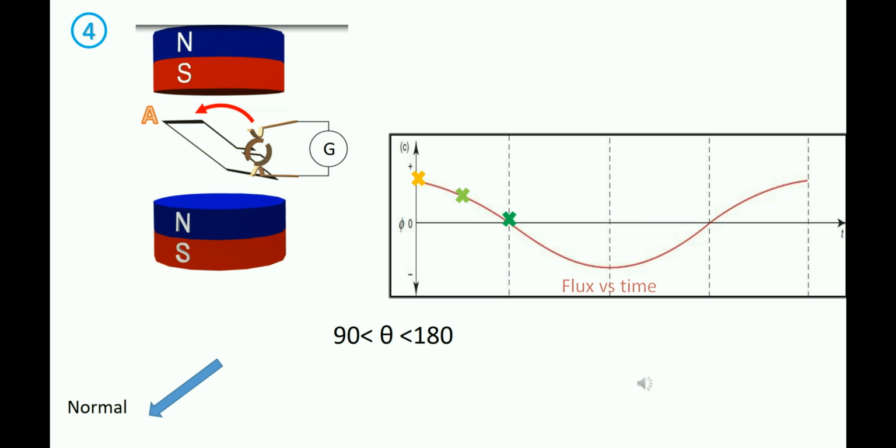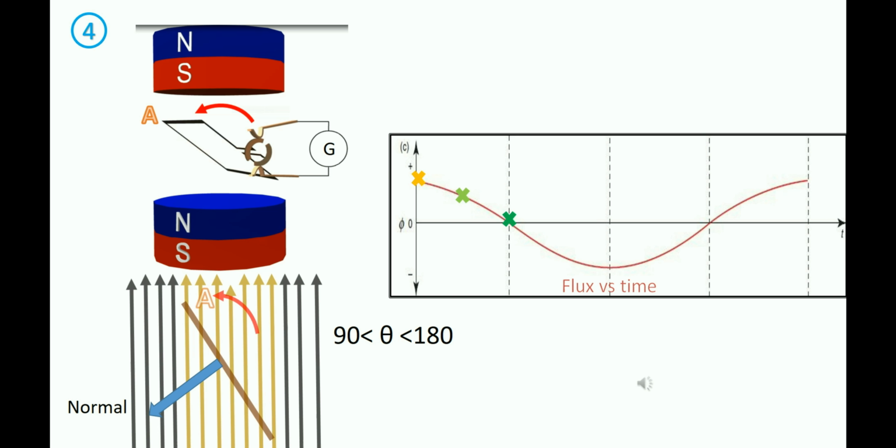Here, we can see that region A is still moving to the left as the coil continues to rotate. Theta increases within the range of 90 to 180 degrees. We can see that the number of magnetic field lines cut by the coil increases. Therefore, the magnitude of magnetic flux increases. However, the magnetic flux is negative because substituting the values of theta into the formula of magnetic flux shows a negative value. Therefore, it is accurate to say the magnitude of magnetic flux increases negatively as the angle increases within 90 to 180 degrees.